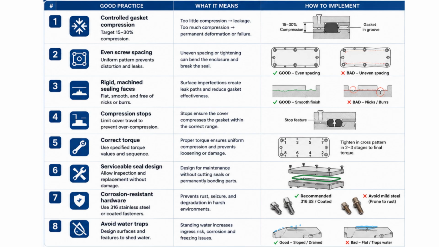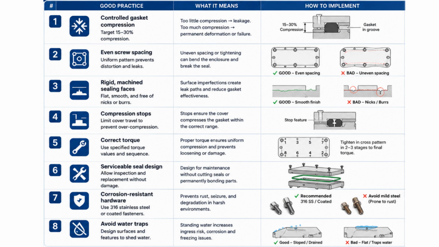Screws should be evenly spaced and tightened in a cross pattern so the cover does not distort. The sealing faces must also be flat, smooth, and free from scratches or burrs. Compression stops help prevent over-tightening, while correct torque ensures uniform pressure across the gasket. The seal should remain serviceable, allowing inspection and replacement without damaging the housing.